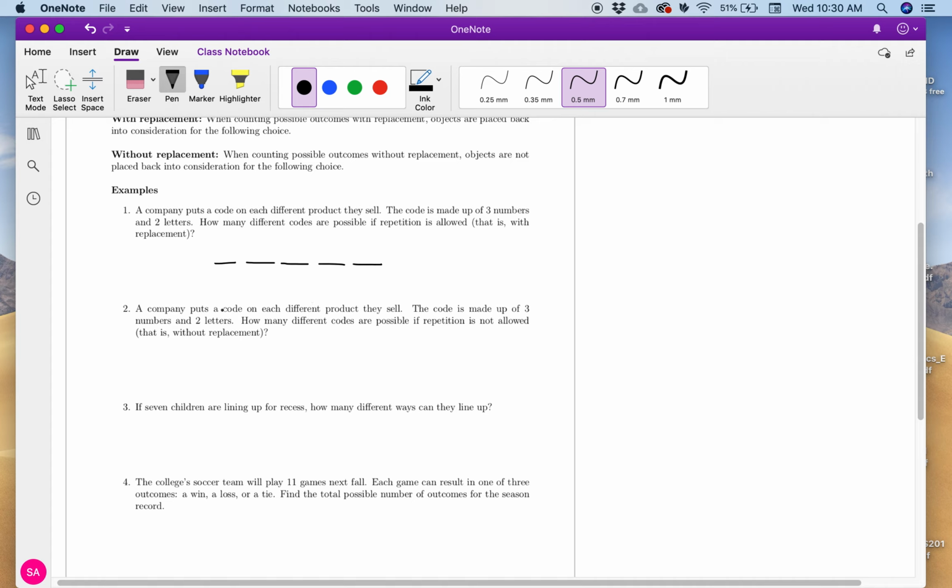So let's suppose we just go in order, that they have the 3 numbers first and then they follow up with the 2 letters. All right, so the 3 numbers.